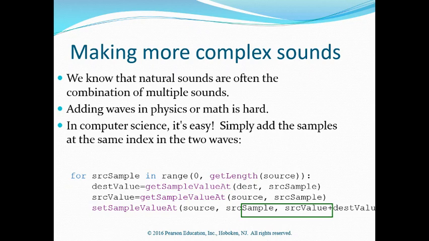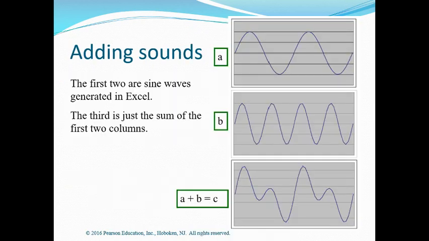So we can see in this example, we say for source sample in range of 0 to the length of the source, the destination value variable equals the sample value at the destination, comma, the source sample. Source value equals get sample value at source sample. And then we set the value, source value plus destination value. So we see that we're adding sounds.